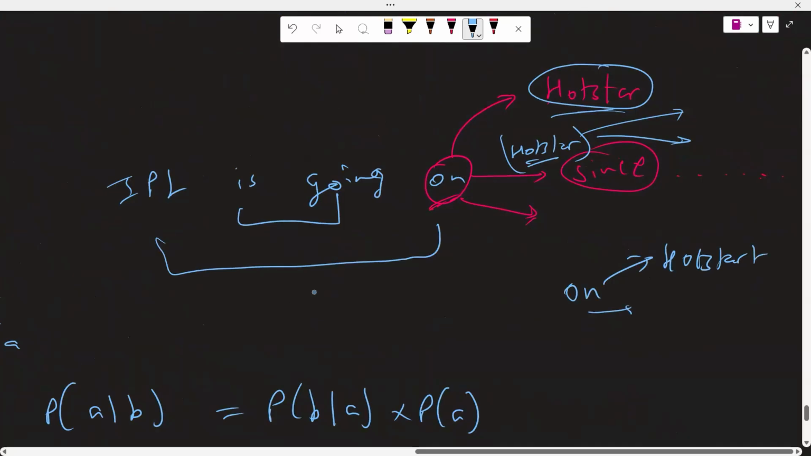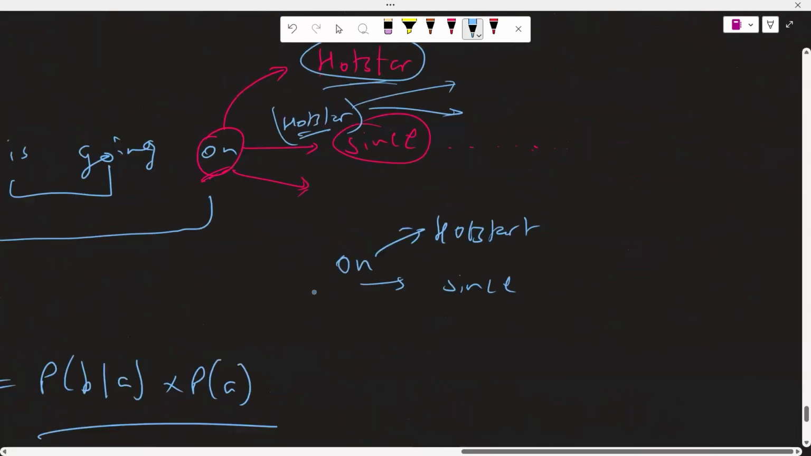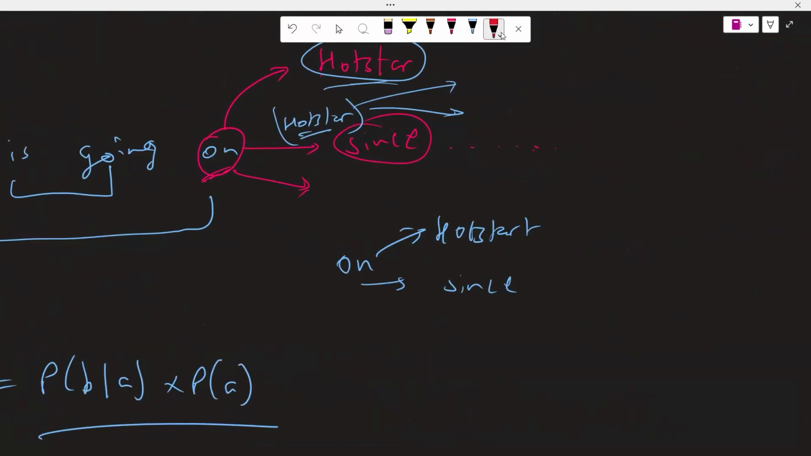What is the probability of "on" with "is going"? Once you decide the probability of "on" with Hotstar is the highest, you will check, okay, now Hotstar is the next word, but what will come after that? So after Hotstar, what is the next probability? Okay, Hotstar with something.